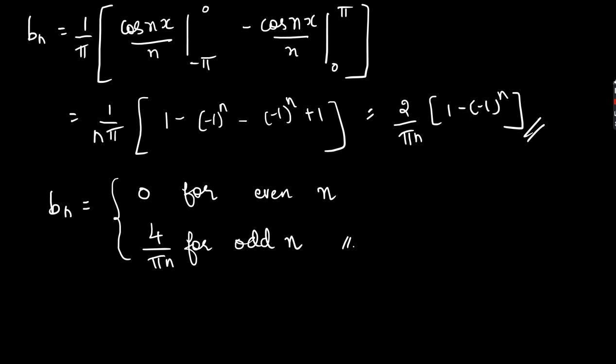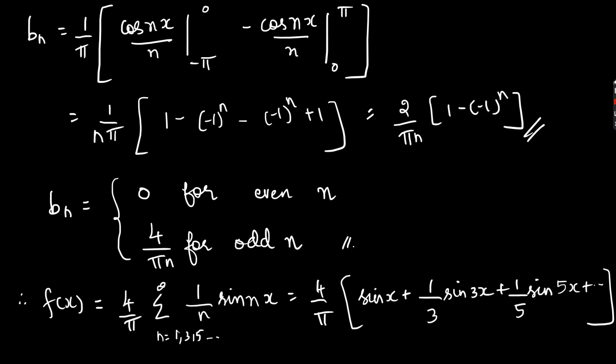We do not need the zeros. We need only a particular value. So our n should be odd. Only for odd n will we have bn values. So we consider only the odd numbers, that is n equal to 1, 3, 5 and so on, for our Fourier expansion. So our Fourier expansion is now given as 4 by pi sin x plus 1 by 3 sin 3x plus 1 by 5 sin 5x and so on.